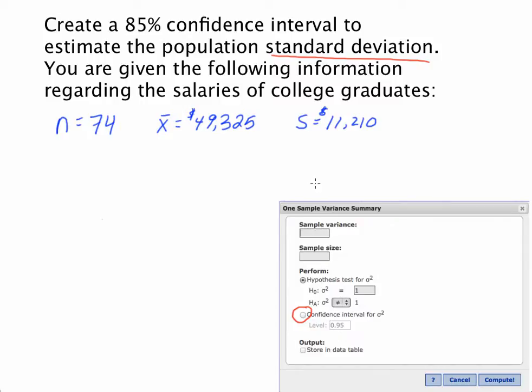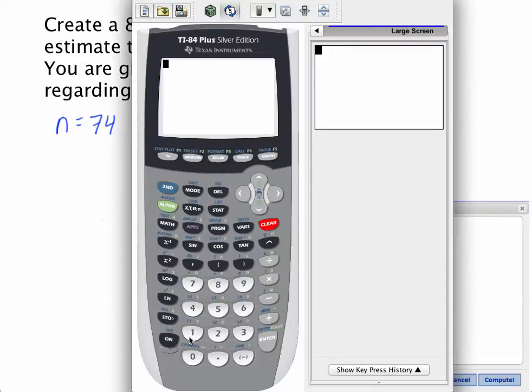So in this example, do I know the sample variance? Not quite. I know the sample standard deviation. What I want to know is the sample variance, and to get it, I can just square the sample standard deviation. So I'm going to open up my calculator and square 11,210, and hit enter, and I get a very big number.